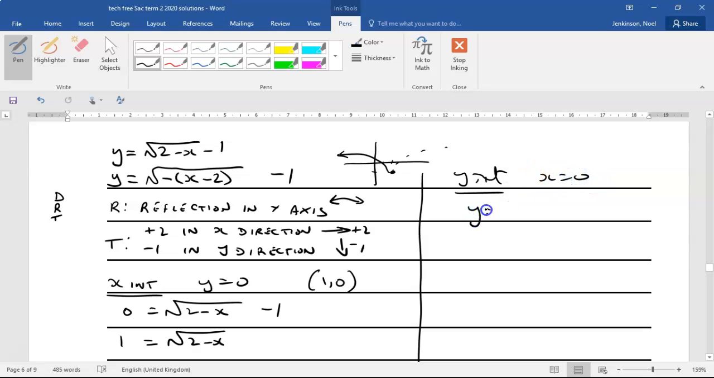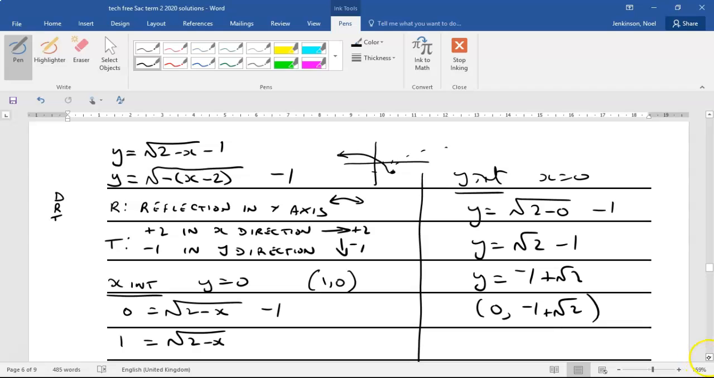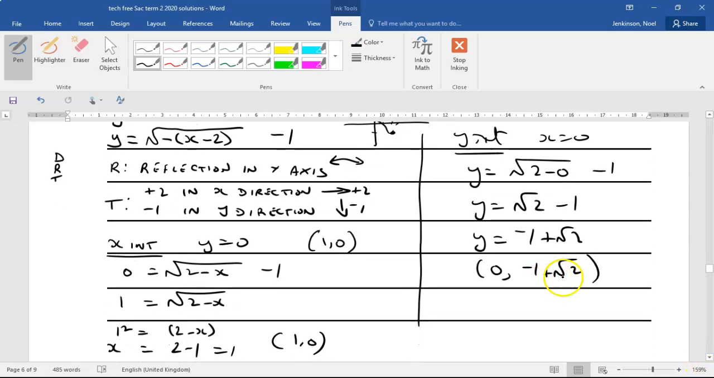X equal 0, y equal root 2 minus 0, subtract 1. Y equal root 2, subtract 1. Typically we would write that perhaps that way around. We would list the point. And if I was going to draw a graph, I'd actually, hopefully, even without a calculator, have some idea in my head that root 2 is approximately 1.4, so negative 1 plus 1.4 is sort of 0.4. That just gives me an idea of scale and where to put it on the graph. I will label my graph with this.